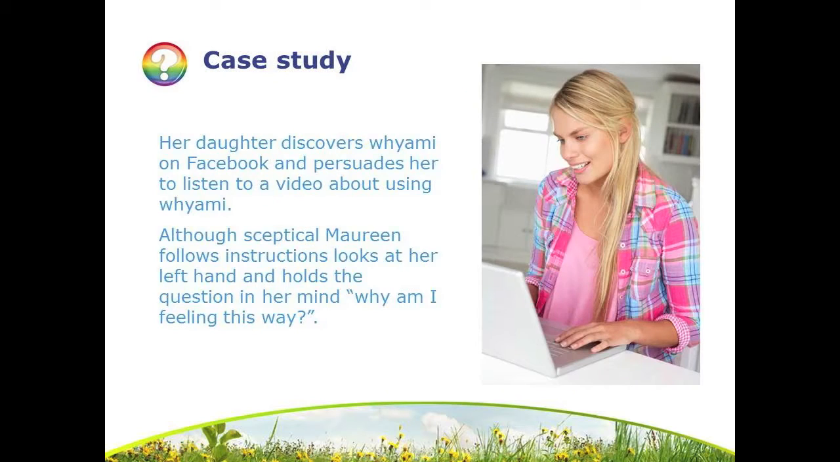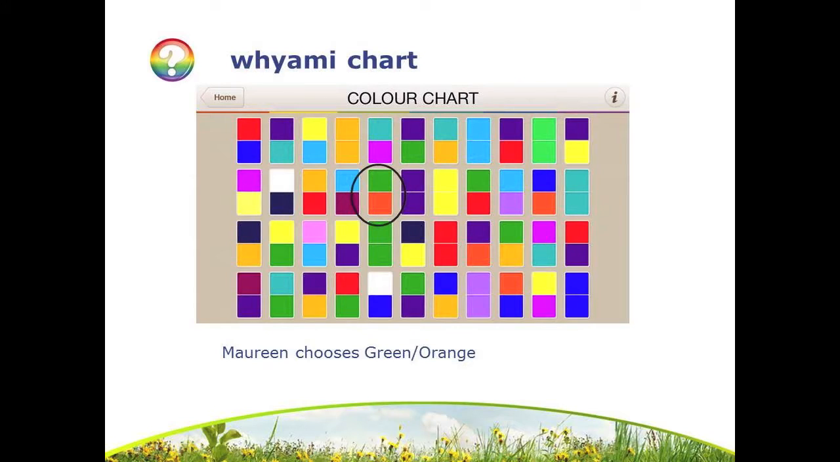Her daughter one day discovers whyami on Facebook, and she persuades her mother to listen to a video about using whyami. Although sceptical, Maureen follows instructions, looks at her left hand and holds the question in her mind, why am I feeling this way? She looks at the chart. The colour combination that stands out to her at that time is green and orange.